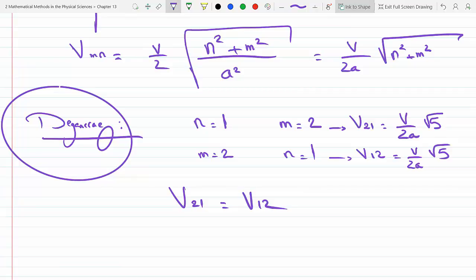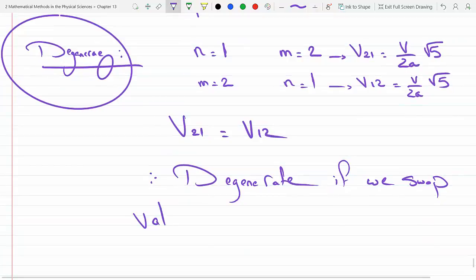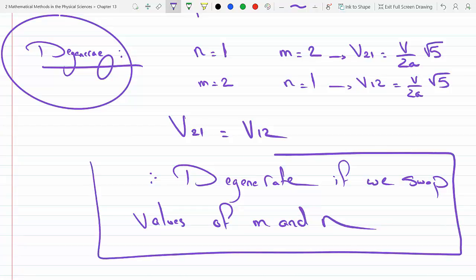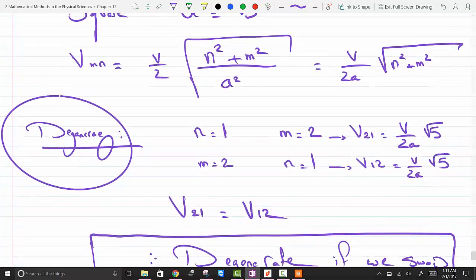You have the same frequency for different values of m and n, and you can come up with many examples like this. So therefore it's degenerate if it was a square, yeah? If a and b are different, then no. If we swap values of m and n, you understand what I'm saying? Then it would come out to the same. They would come out to the same frequency. Right, because this n squared plus this would be the same thing. Yeah. So that's the idea.